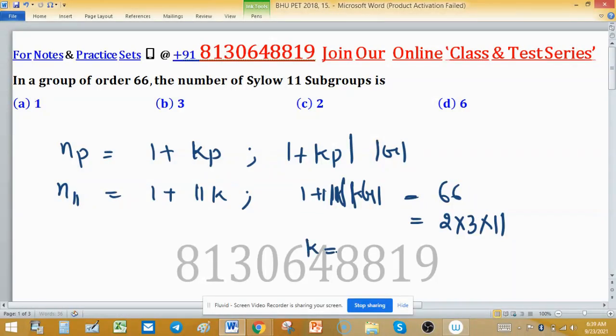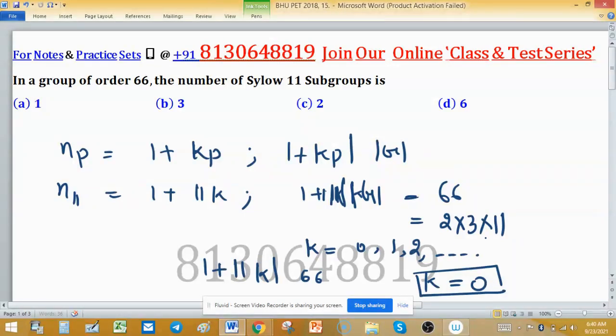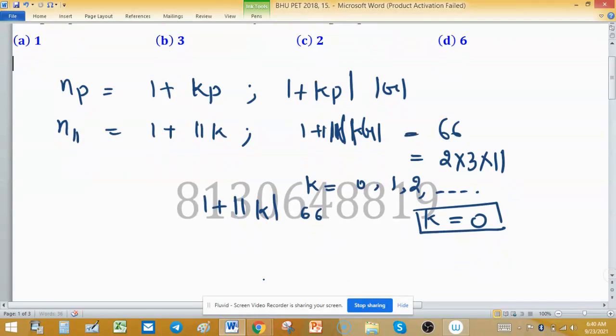So the value of k may exist as 0, 1, 2, and so on. Particularly for this, 1 plus 11k must divide the order of G, meaning 66. So the value of k is only 0. No other k will work for this one. If you put k equal to 1, then 1 plus 11 into 1 is 12, and 12 doesn't divide 66.